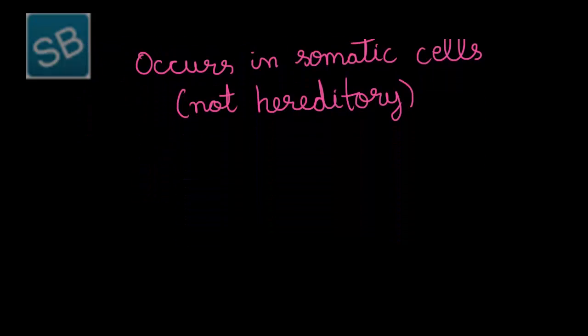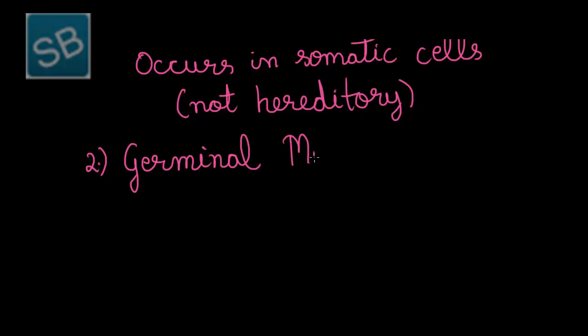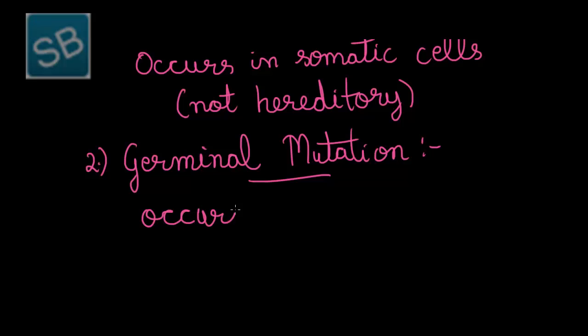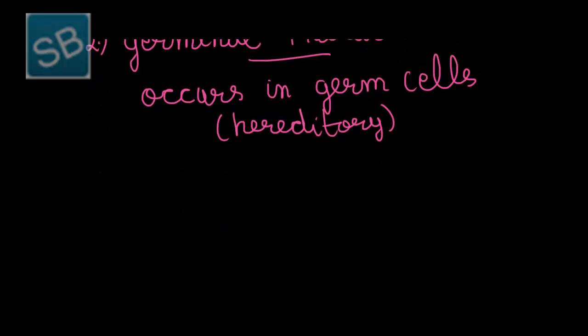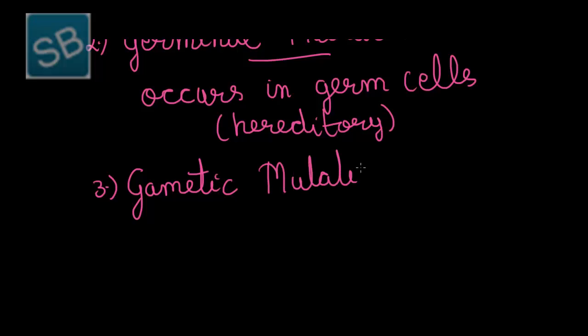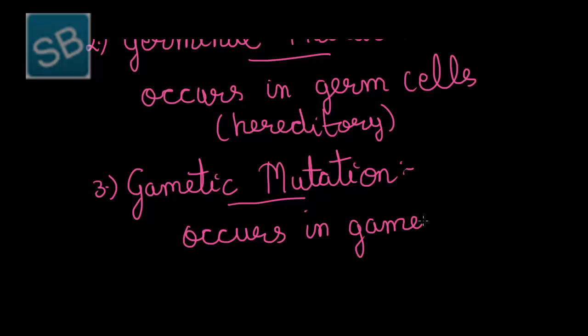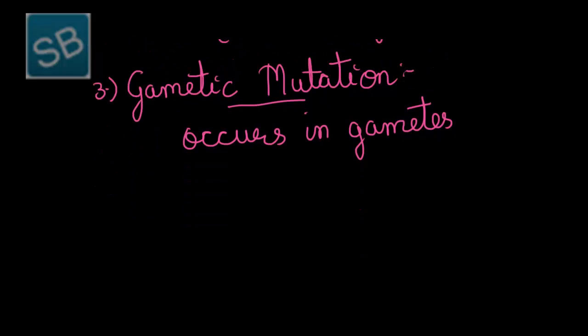The second type of mutation is germinal mutation. Such a type of mutation occurs in the germ cells, that is the cells that contain the sex chromosome, and therefore it is hereditary. Then comes the third type of mutation, gametic mutation. It is very obvious that this type of mutation occurs in the gametes. Then comes the fourth type, zygotic mutation, that occurs in the zygote.